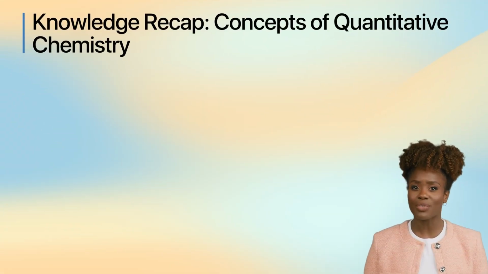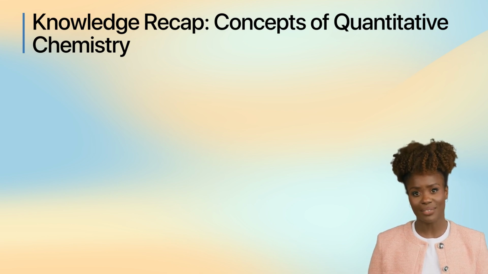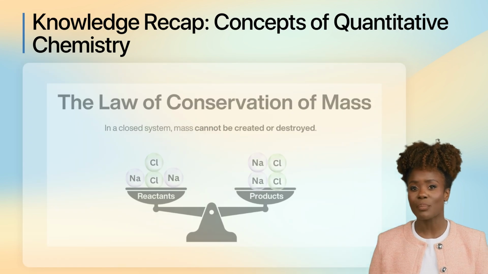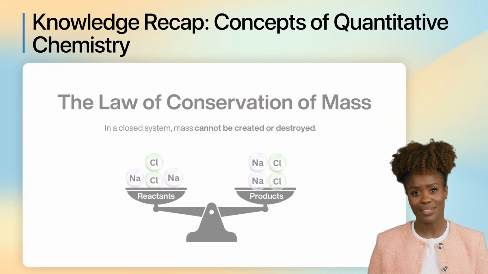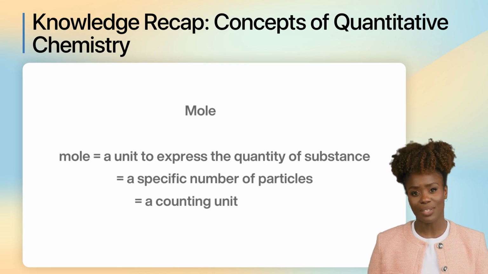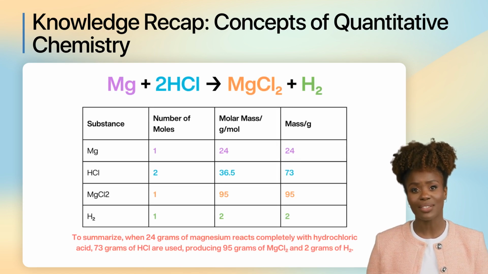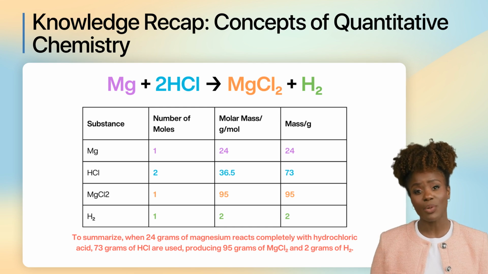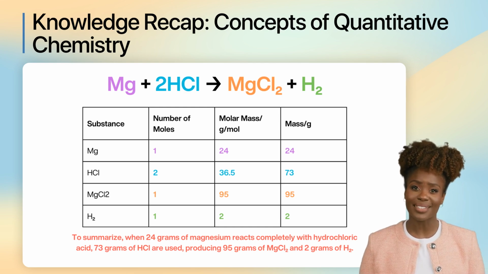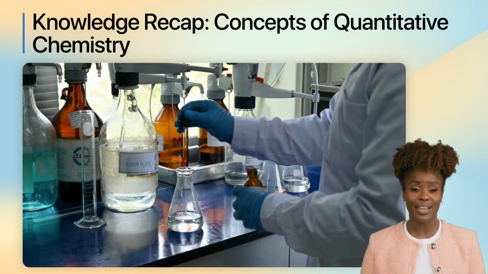So far, we've covered the conservation of mass, the mole, and various chemical calculations. You are now familiar with how mass is conserved in chemical reactions, the concept of the mole as a unit to count particles in chemistry, and how to perform chemical calculations to balance equations and determine quantities. Building on this foundation, today's lesson will advance our chemical understanding by introducing the concept of limiting reactants.